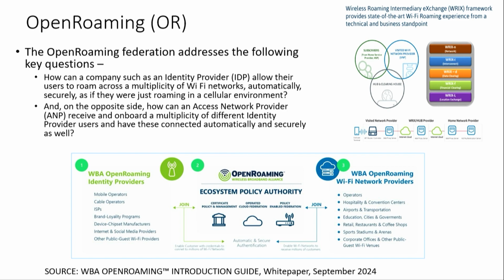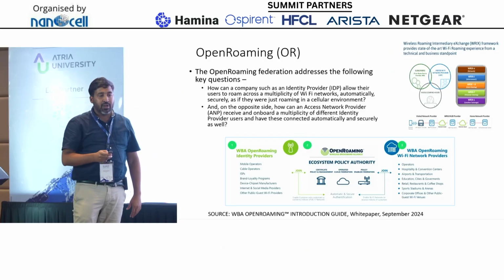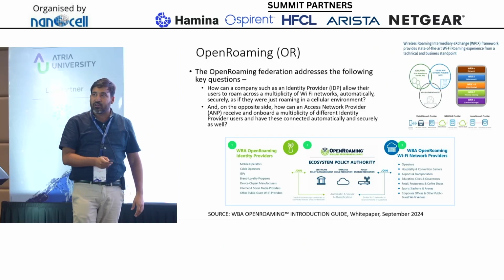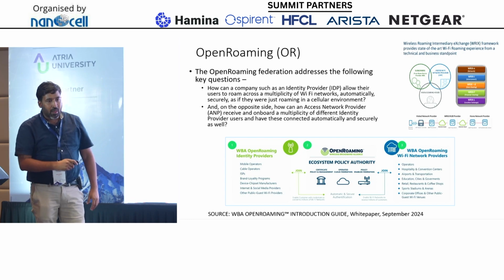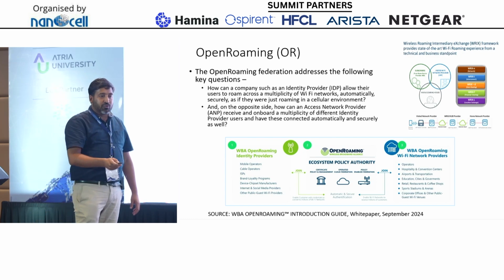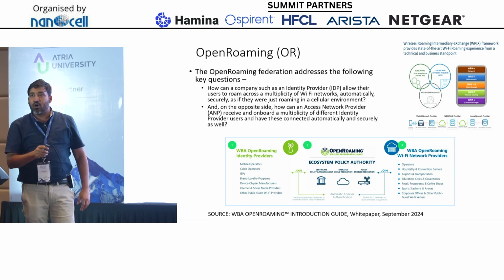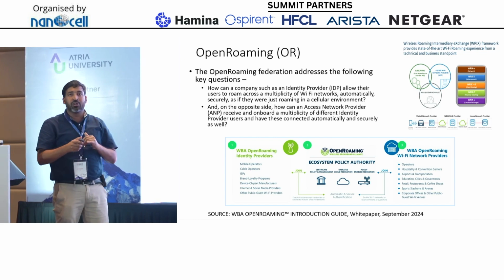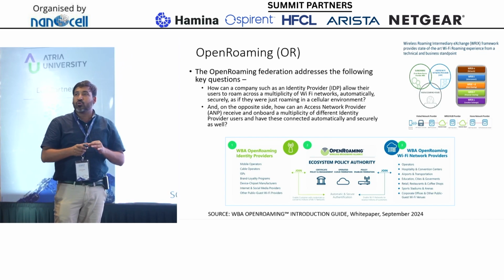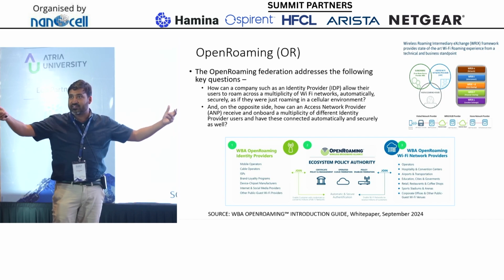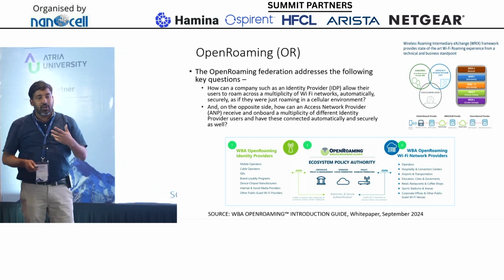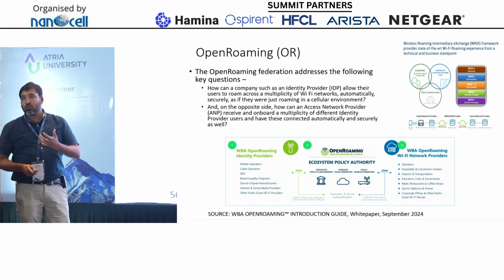So there is a clear bifurcation between identity provider and access network provider, and the communication between them in a standard format will be taken care of by the Ecosystem Policy Authority, which is WBA, Wireless Broadband Alliance. And on the top, WBA already has a framework called RCIS, which enables the complete roaming functionality, where you need to identify the location, do the billing, and do an interconnection between identity provider and access network provider. So OpenRoaming actually leverages the RCIS framework to create a business model.